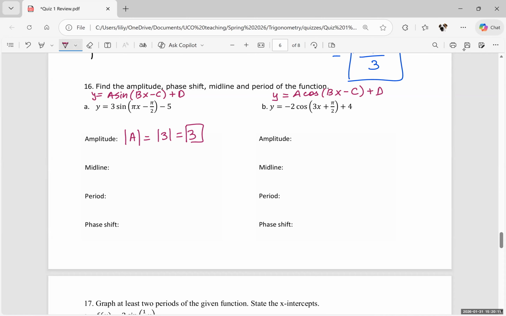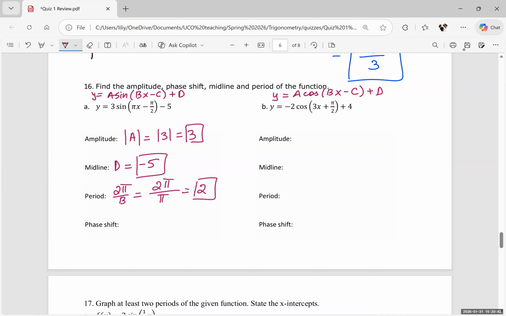Midline, that's D. You can just put -5. You can put y equals -5. It's all the same thing. The period has a formula that would be 2 pi over b. 2 pi is the fundamental period for sine and cosine. B in our case is pi. So 2 would be your final answer.